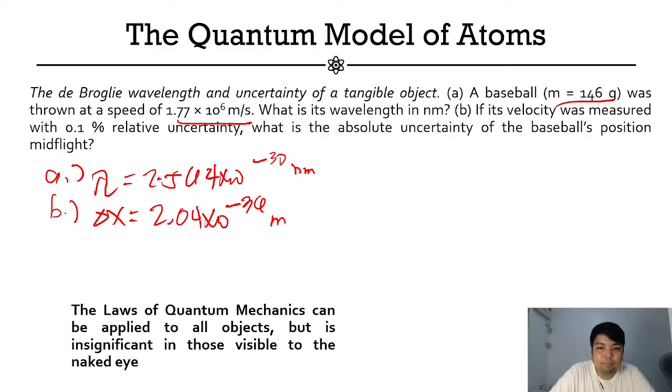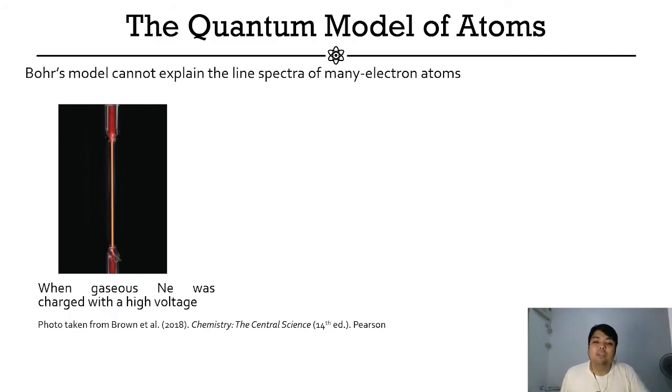Okay. Now, the good thing about Bohr's model of an atom is that it can accurately explain the line spectra of hydrogen and hydrogen-like atoms. Now, the problem arises when we're trying to explain the line spectra of non-hydrogen-like atoms. So let's say we have atoms here that have more than one electron.